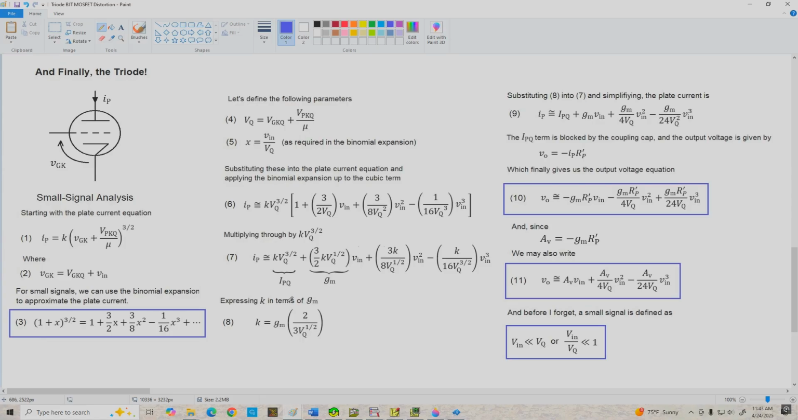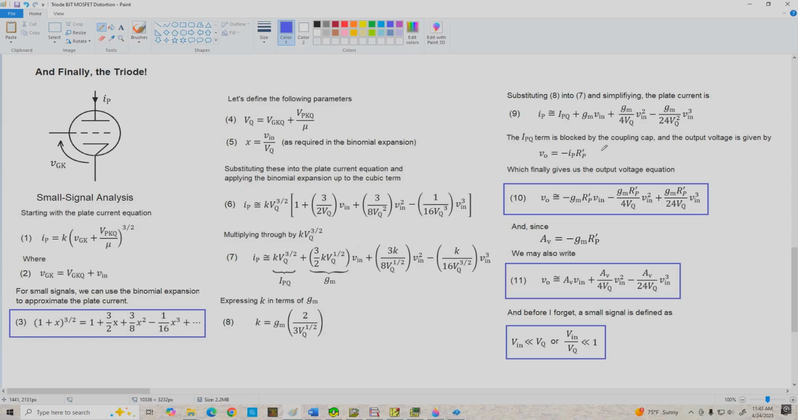But coming down here, if we express K in terms of the transconductance, we get this equation. And finally, if we substitute this one into equation 7, we get equation 9, which is starting to look a little bit nicer. Now, as usual, the IPQ term is blocked, and the output voltage is given by negative IP times R prime P. We've seen this many times before. That's from the AC equivalent model.